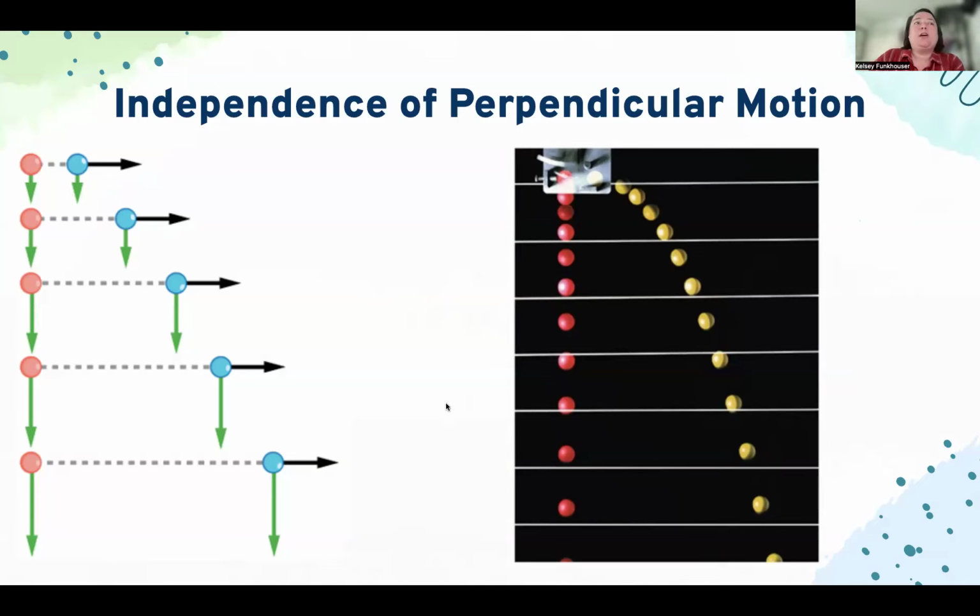So we talked about how perpendicular motion, or horizontal motion versus vertical motion, are independent of each other. So we have the example of one ball dropped down and the other ball launched to the side with some speed, and we see that they will hit the ground at the same time. So that speed in the horizontal direction does not affect the vertical motion.